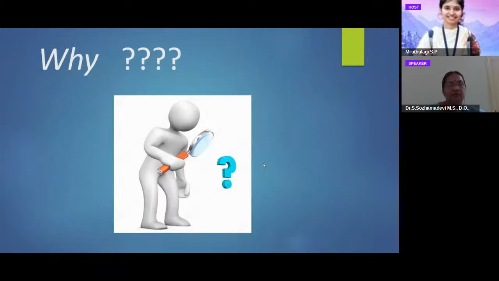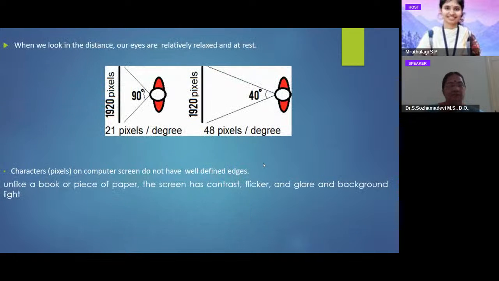Why does this computer vision syndrome happen? Next slide. When we look at a distance, our eyes are normally relaxed. But when we have to look at the computer at close range, we have to put in a lot of effort. And the characters on the computer are not as we see in a textbook or on a blackboard.